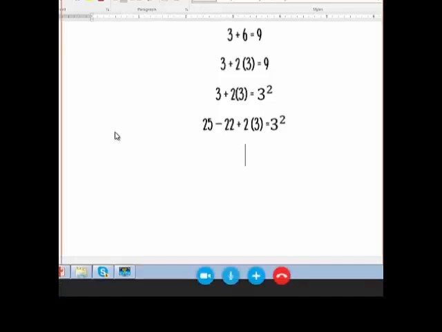Okay. So 25 minus 22 plus 9. Okay. 25 minus 22 plus, you can't do the square root of 9. Oh, well, you could do 2 times the square root of 9. 2 times. Oh, okay. Right. I see.